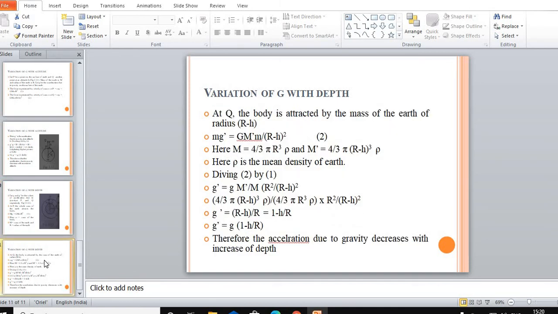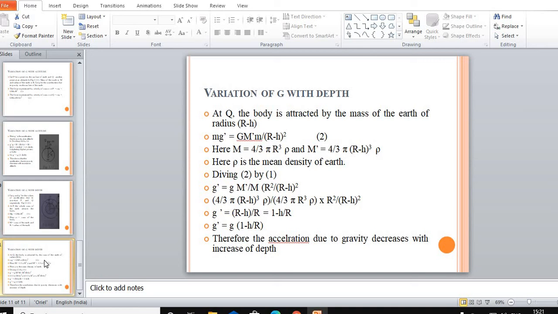At Q, the body is attracted by the mass of the Earth of radius R minus h. m g prime equal to G M prime m divided by (R minus h) the whole squared. Here M is equal to 4 by 3 pi R cubed rho and M prime equal to 4 by 3 pi (R minus h) the whole cube into rho. Here rho is the mean density of Earth. Dividing 2 by 1, g prime equal to g into M prime by M into R squared divided by (R minus h) the whole squared.